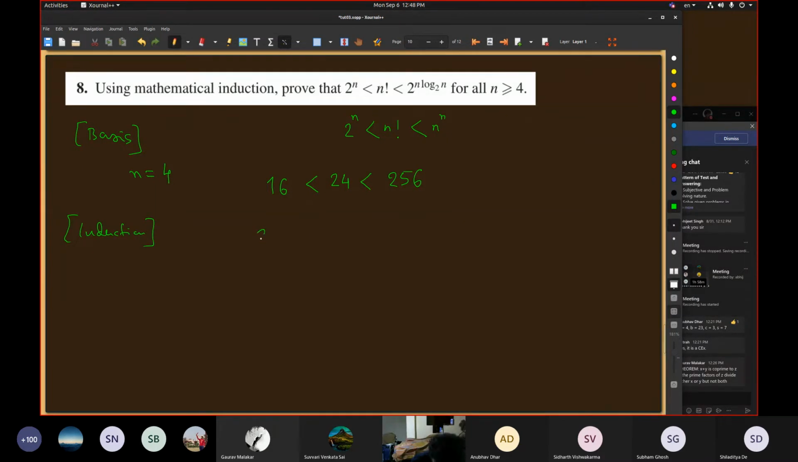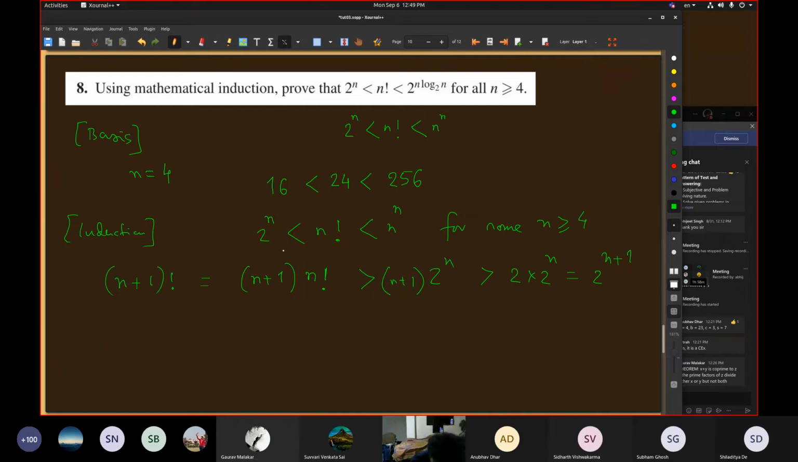So assume that for some n greater than or equal to 4 this is true, and I have to prove it for the next one, n plus 1. So what is n plus 1 factorial? This is n plus 1 times n factorial. By induction hypothesis, this quantity is bigger than 2 power n. Since n is greater than or equal to 4, n plus 1 is sufficiently larger than 2. So this is greater than 2 times 2 power n, equal to 2 power n plus 1.